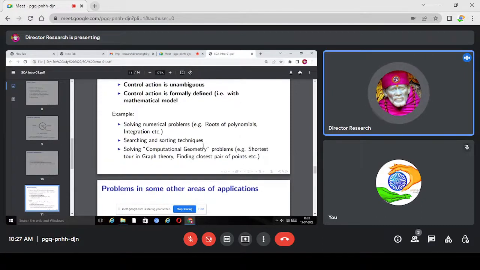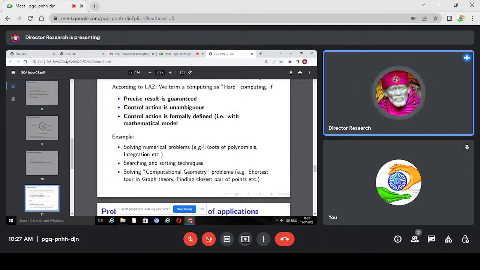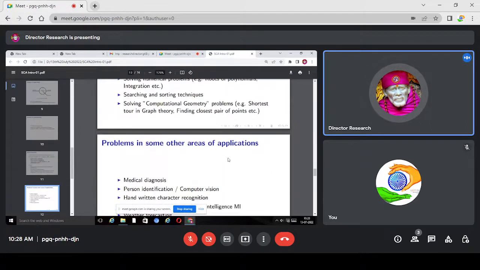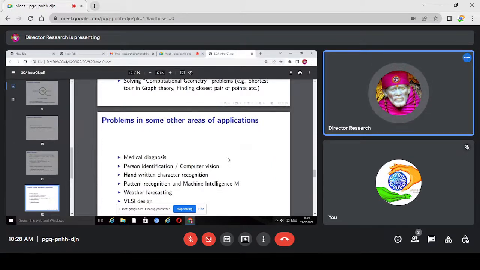Examples: solving numerical problems, roots of polynomials and integrations. Another example is searching and sorting techniques. Solving computational geometry problems, for example shortest path in graph theory, finding the closest pair of points. You can observe that there are mathematical concepts here. Now, problems in some other areas of applications.